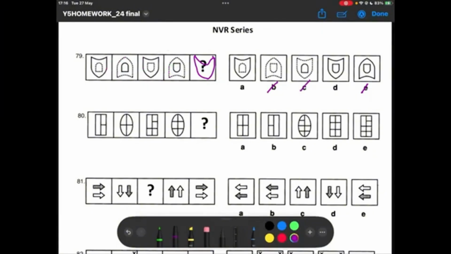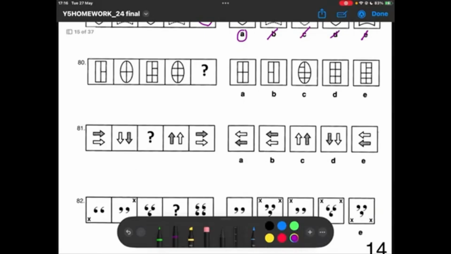So for this one, we can just determine whether the inside shape is going to be undashed or dashed. So dashed, undashed, dashed, undashed. So it's going to be dashed here. So the answer is A because it's dashed. D is undashed, an unbroken line.